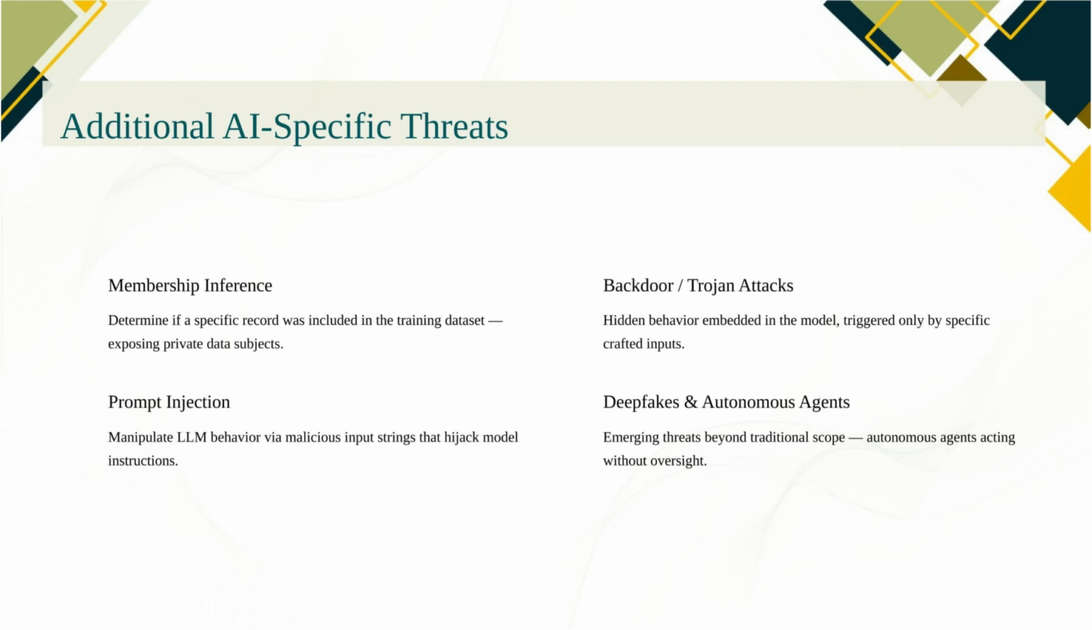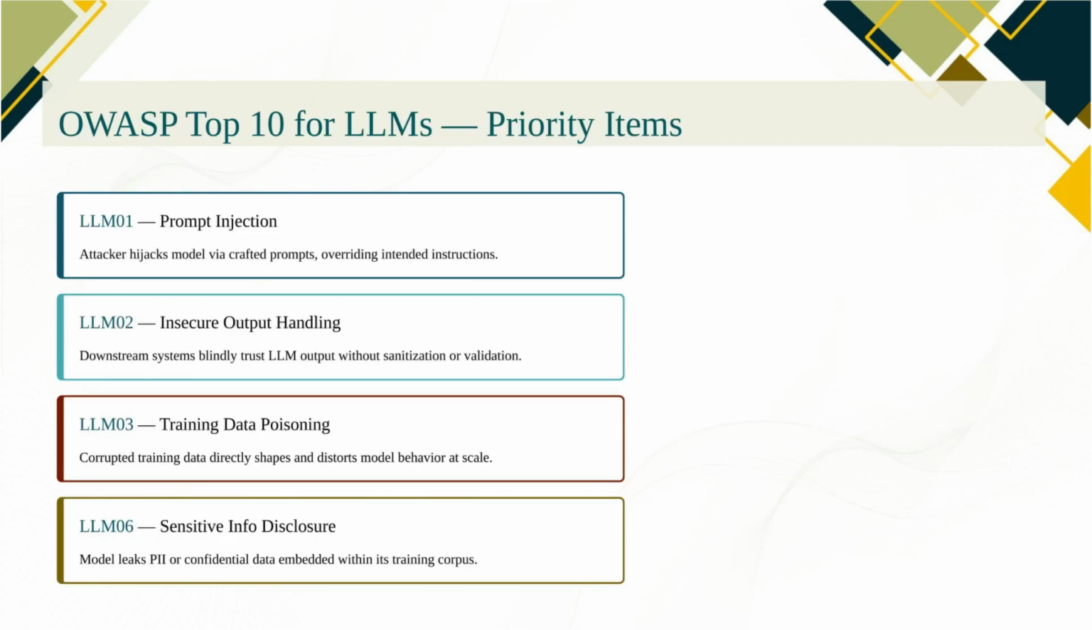And then, deepfakes and autonomous AI agents represent an emerging frontier that's already appearing in threat intelligence reports. The exam won't go deeply technical on these, but you need to know what they are and what control category addresses each one. The OWASP top 10 for large language models is one of the highest frequency topics in this exam. Let me walk through the ones that matter most.